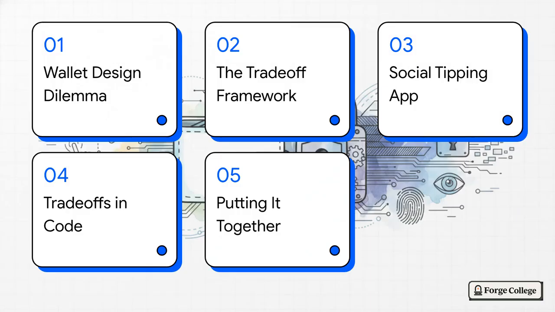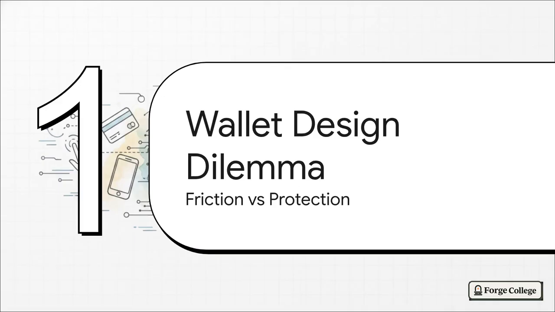Here's our roadmap for this one. We'll start by breaking down the core wallet design dilemma, then map out our trade-off framework. After that, we'll apply it to a real-world social tipping app, pop open the hood to look at the trade-offs in Solidity code, and finally, put it all together. All right, let's jump right into Section 1, the wallet design dilemma.